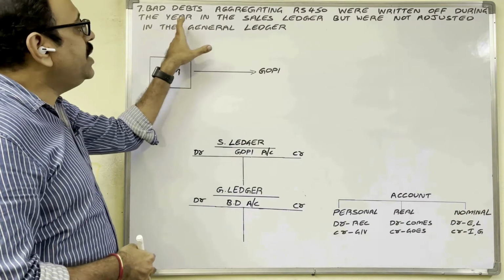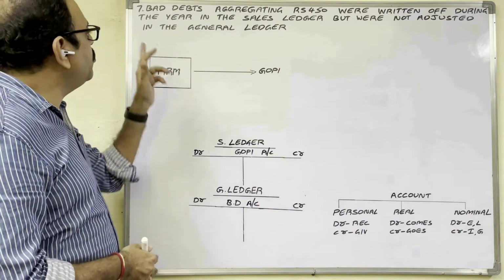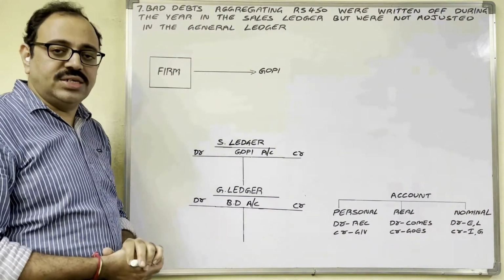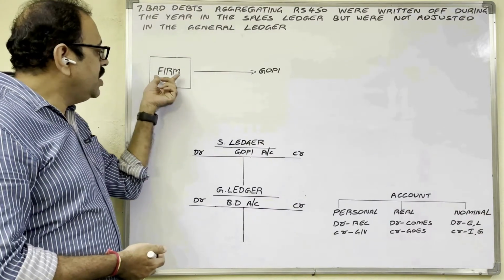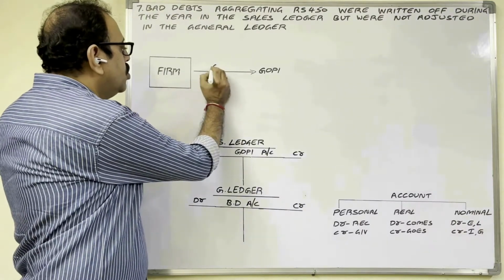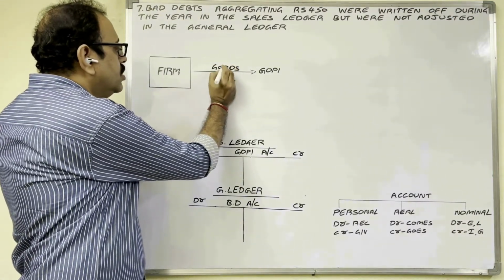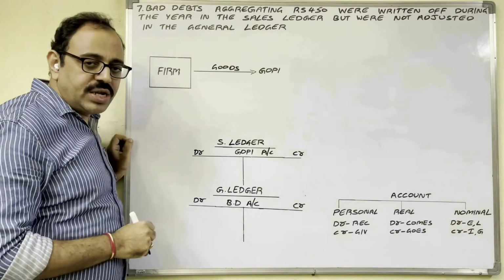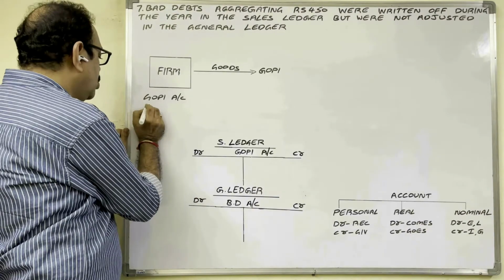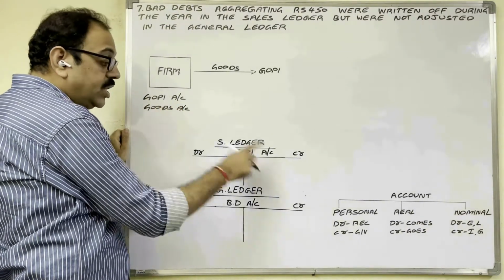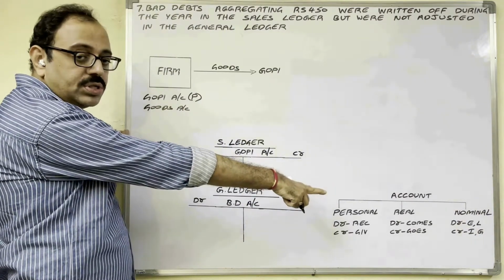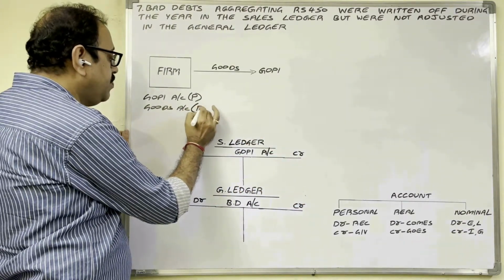Seventh one, bad debts aggregating 450 were written off during the year in the sales ledger, but were not adjusted in the general ledger. Assume that firm sold goods to Gopi on credit. From the firm, goods are going to Gopi. So for sales, first we should write the entry. Accounts are Gopi account, goods account. Gopi account is a personal account. Goods account is a real account because goods come under asset, no?